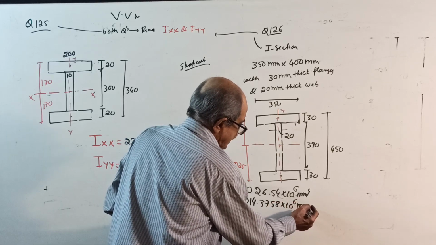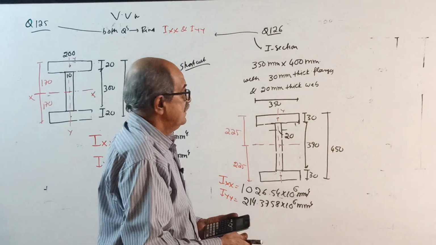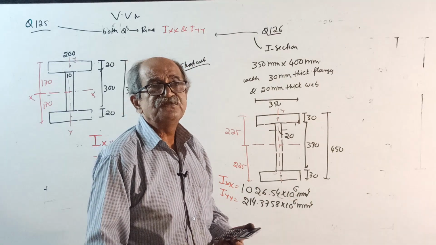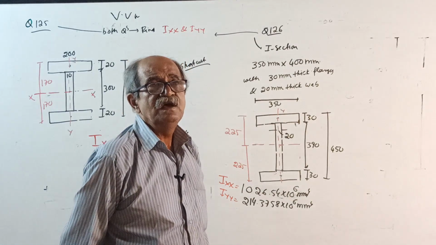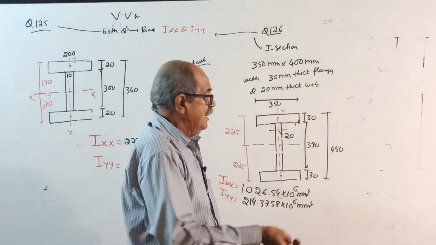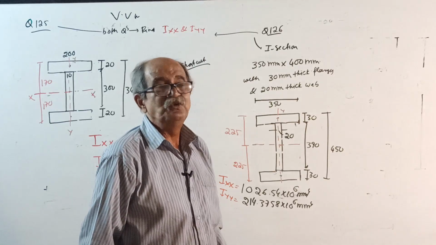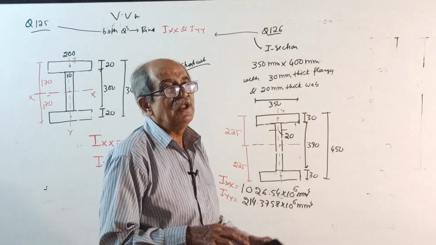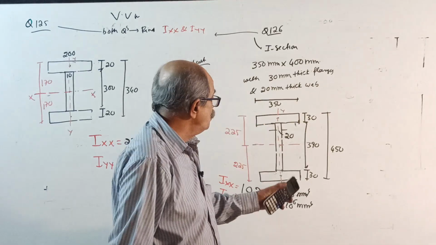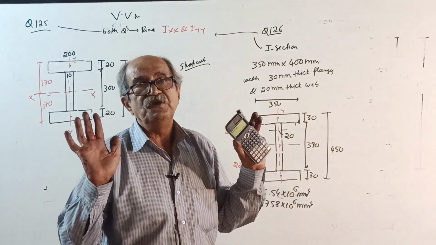See, in one offline class it happened. I found Iyy as 30 into 350 cube by 6 plus 390 into 20 cube by 12. Someone said, sir, you told 6, but for a rectangle it's not 12? Sir, but you told 6. It is 30 into 350 cube by 12, into 2. Oh yes, sir, got it. When I tell something, be careful. I am not a fool to tell bd cube by 6. It is bd cube by 12 into 2, so when you multiply by 2, it becomes bd cube by 6. You never do these things.